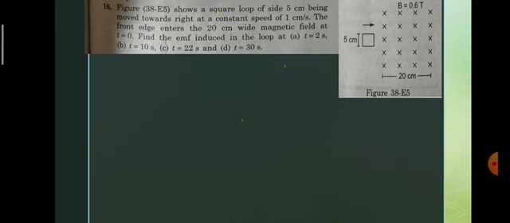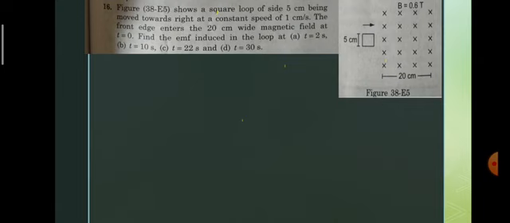You can see in this diagram there is a 20 centimeter wide magnetic field. The strength of the magnetic field is 0.6 Tesla. This square loop of side 5 centimeter is moving right at a constant speed of 1 centimeter per second. So you have to find the EMF induced at 2 second, at 10 second, at 22 second and at 30 second. Okay, so let's start to solve this problem.